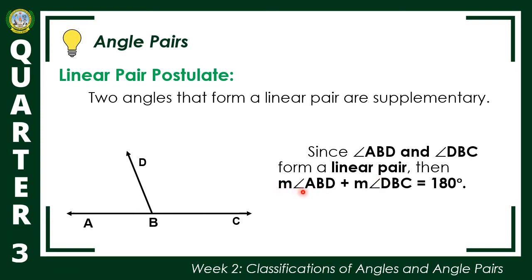The measure of angle ABD plus measure of angle DBC equals 180 degrees. So, if the measure of angle ABD is 64 degrees, then for us to get the measure of angle DBC, we're going to subtract this 64 degrees from 180 degrees. Okay? And that is 116 degrees. So, don't forget to check your answer. I-add nyo dapat, sila mag-i-equal sa 180 degrees.